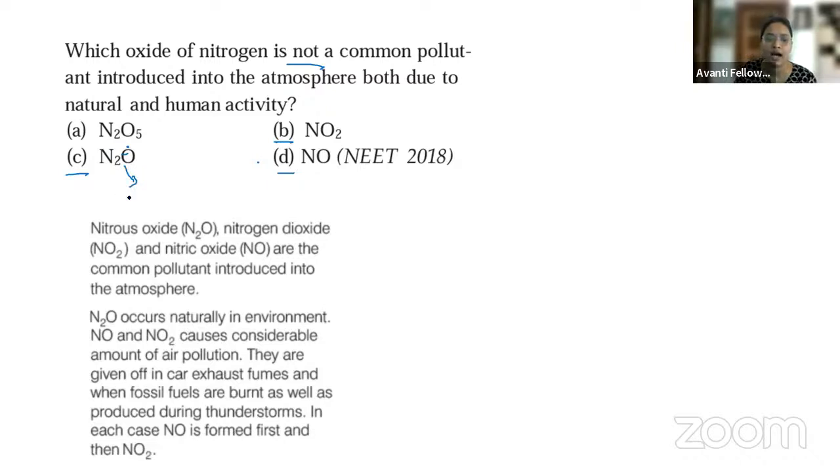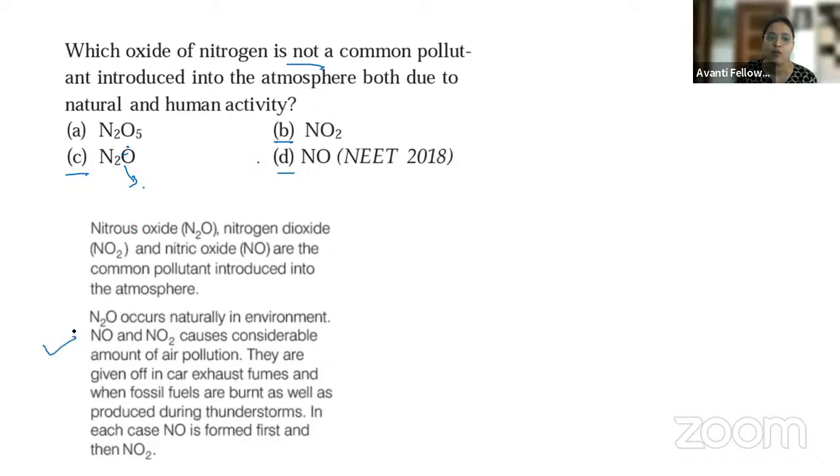NO और NO2 are the oxides of nitrogen which causes considerable amount of air pollution. They are given off from the car exhaust fumes and when fossil fuels are burned as well as produced during thunderstorms. So these are what natural as well as human activity से हमको NO2 और NO का क्या होता है प्रोडक्शन होता है और उस वजह से एयर पोल्यूशन बढ़ रहा है, ठीक है. That's why air pollution is happening, and due to the thunderstorm also these gases are produced and they are naturally present in the environment. Okay, so in case of NO is formed first and then it gets converted into NO2.